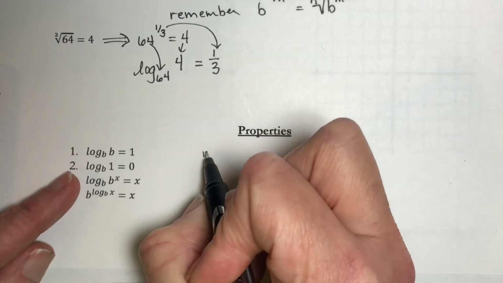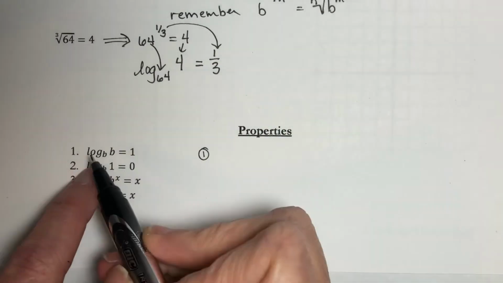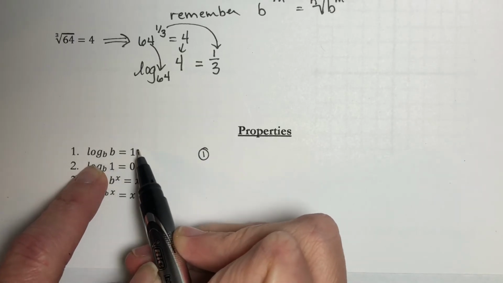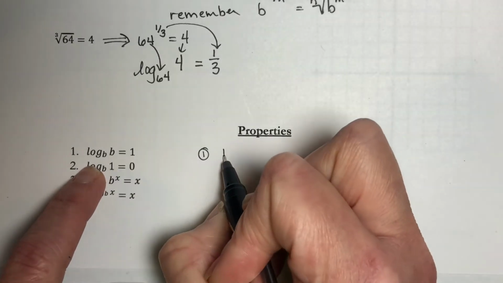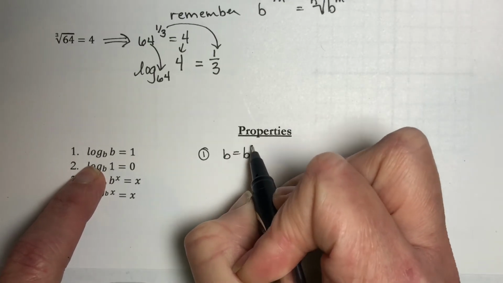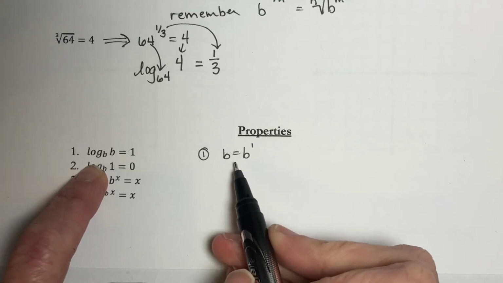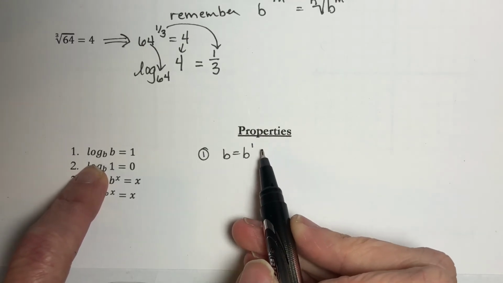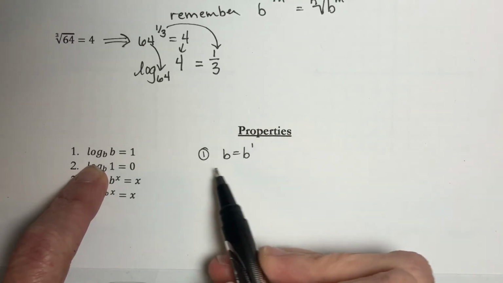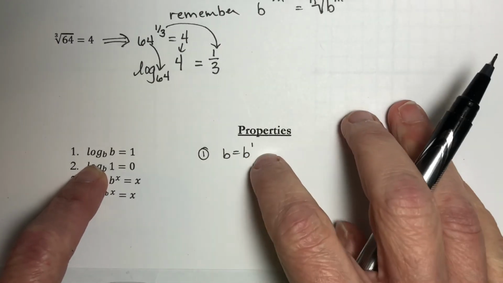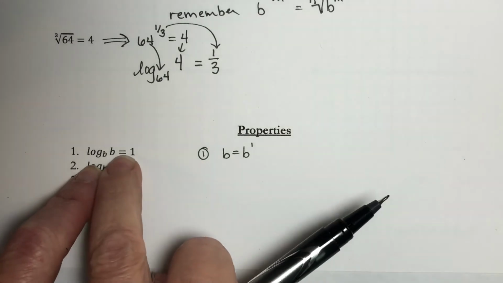Well, let me show you where this comes from. If I take this and I switch it to exponential form, this b would come over and push up that 1. I would have b equal to b to the first power. You know this is true. B is equal to b to the first power. It's a tautology. It is absolutely true all of the time. So all they've done is taking something that's fairly obvious in exponential form and put it in logarithmic form.